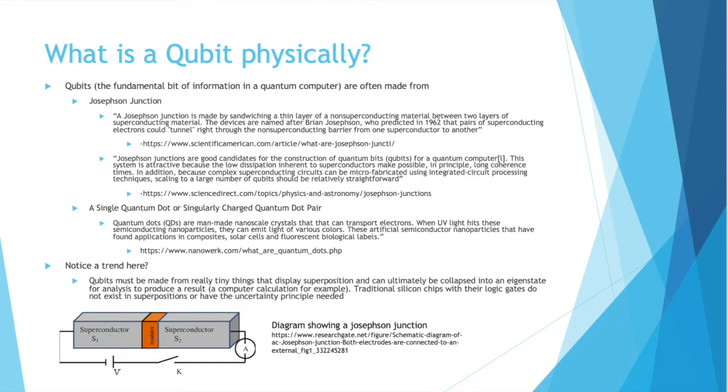Traditional silicon chips with their logic gates do not exist in superposition or have the uncertainty principle needed. So all these qubits are made from super tiny things. Electrons, light, things like that are super small and very touchy. So you have to be very careful when using these things.